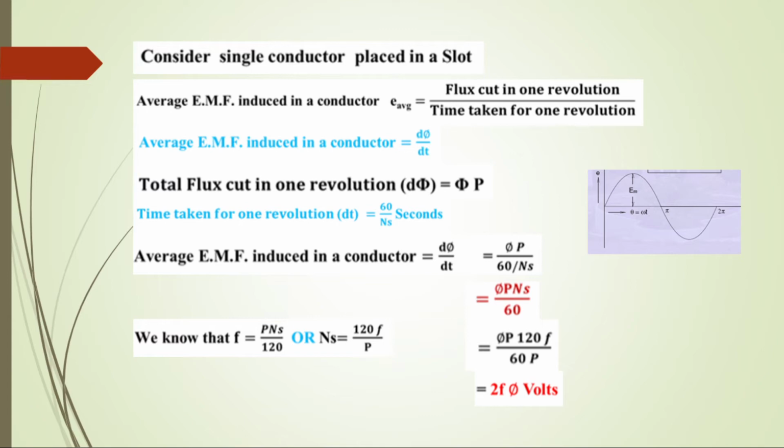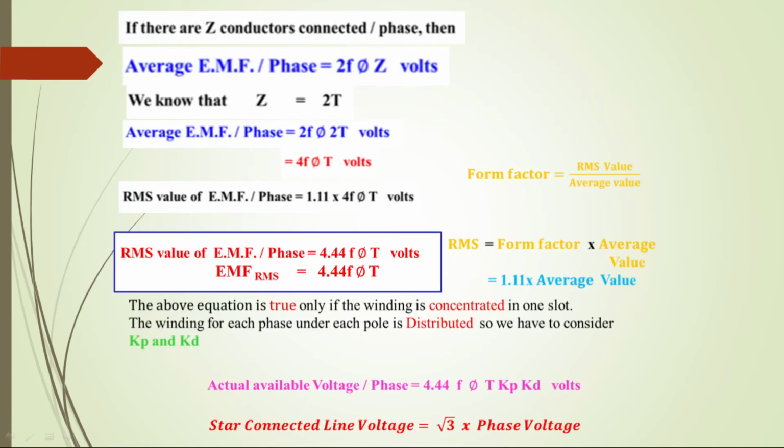and time taken to complete 1 revolution is 60 by Ns seconds. So d phi by dt I can write here as phi P divided by 60 by Ns, that is phi P Ns by 60, where Ns is equal to 120 f by P. We know this equation, that is synchronous speed is given by 120 f by P. f is frequency, P is number of poles. So substitute here value of Ns as 120 f by P. So what we are going to get, d phi by dt as phi P into 120 f by 60 P, that is 2 f phi volts. If there are Z conductors connected per phase, then average EMF per phase is 2 f phi Z.